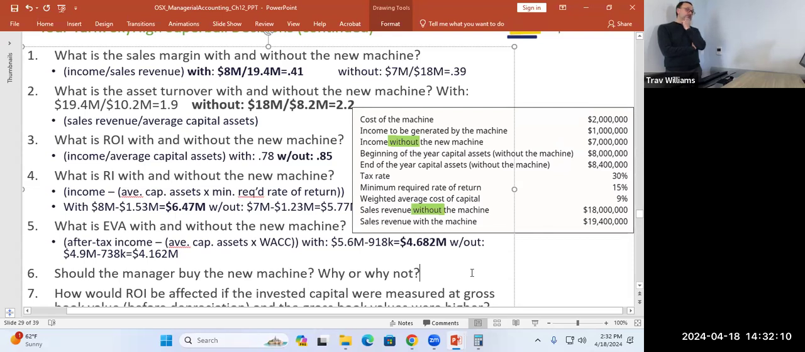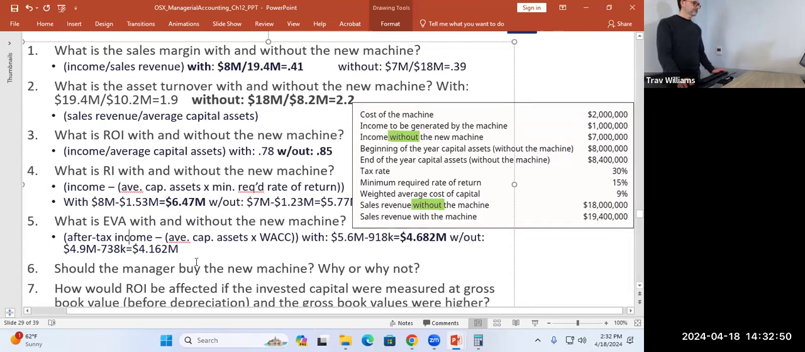Without the machine though, you know, I could see going either way. Maybe we do need to look at some non-financial considerations. Maybe we need to double check my calculations. I mean, we're not going to do it now, but very possible I might have messed up some of those calculations. And we'd have to think about what is it we're really trying to achieve here, right? If what we care about is ROI, we're better off without the machine, sticking with the current one. If we're concerned with residual income or EVA, we're better off with the machine.